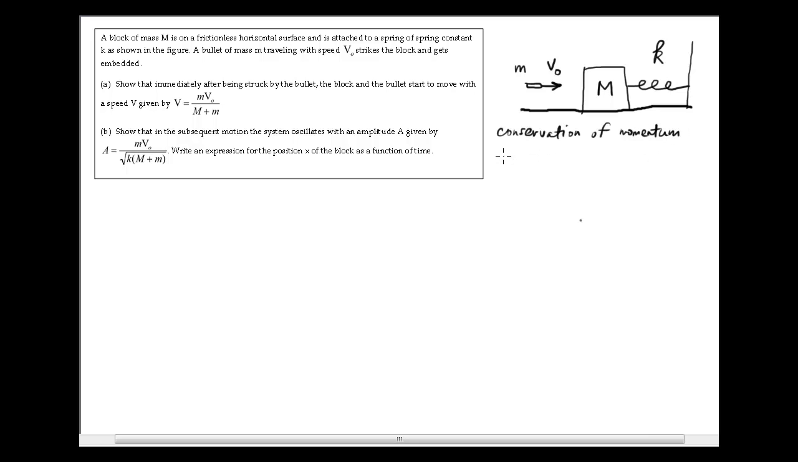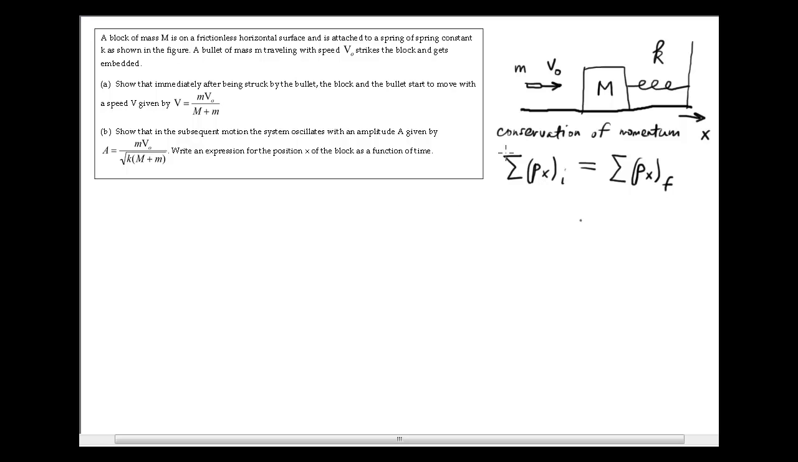And applied to this one-dimensional system, we take all of the momentum components in the x direction. We will call the horizontal direction the x direction, positive to the right. We add up all of those x components of momentum initial before the collision, and we set them equal to the sum of all of the x components of momentum after the collision, or final. That is a simple mathematical statement of the law of conservation of momentum.